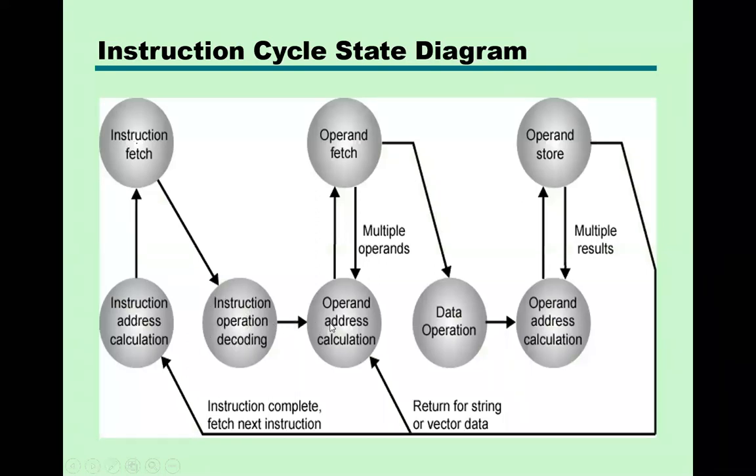So then we have to fetch A and B. Operand address calculation is required, and then we have to fetch A and B. Now you fetch A and B. Then we have to perform the operation. Here we will perform the operation. Addition operation performed. Then we have to store the result.